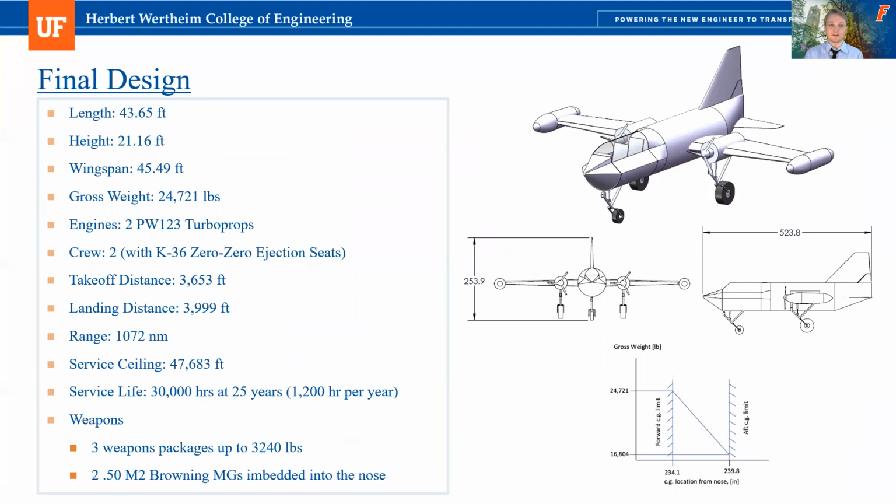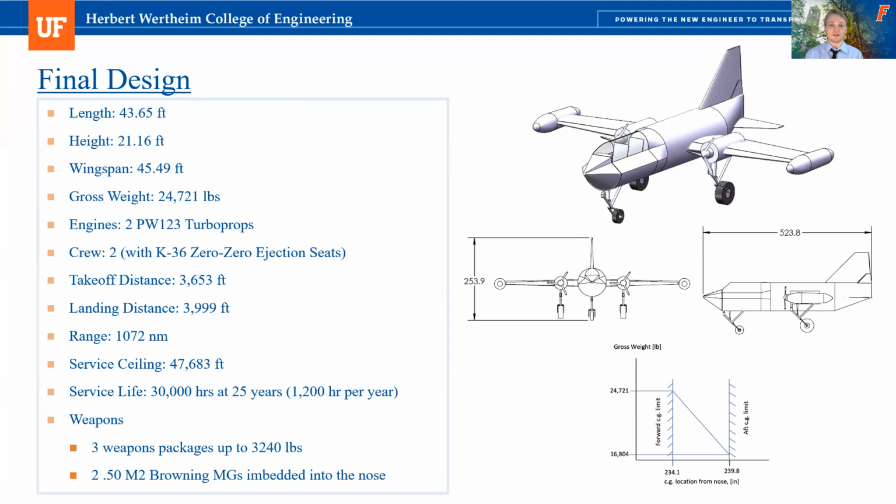The final design of the BC-1 Rock Python comes out to a total length of just under 44 feet, a height of just over 21 feet, and a wingspan of just under 46 feet. The gross weight of the aircraft is 24,721 pounds and is powered by two Pratt & Whitney 123 turboprop engines.